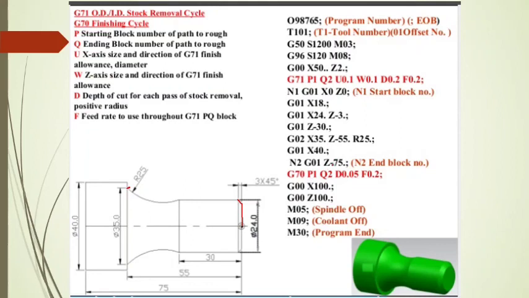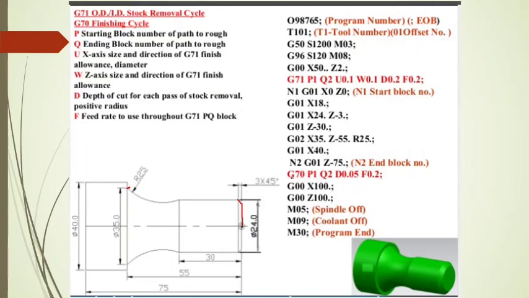And here your CANT cycle ends. So even if the CANT cycle is ending, this 0.1 mm in X direction and 0.1 mm in Z direction will be kept for the finishing operation. And this finishing operation will be carried out by using this G70 finishing cycle, and the code for the finishing cycle is specified like this: G70 P1 Q2 D0.05 and F0.5.